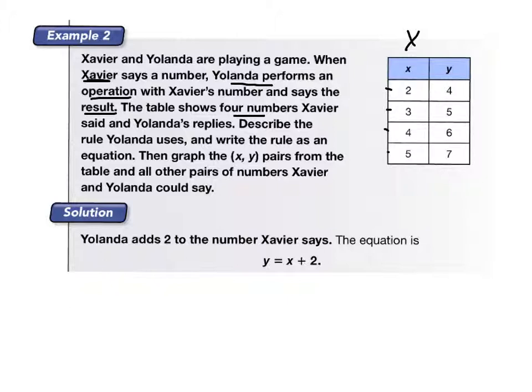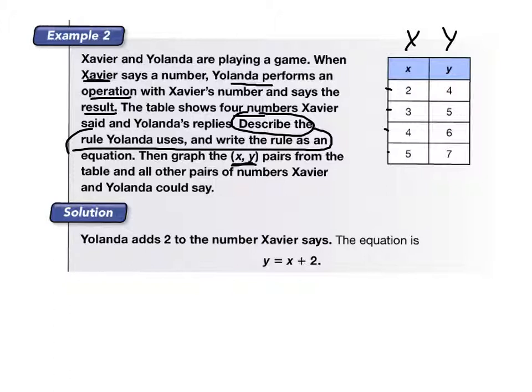So write this table down. And then Yolanda, this is what Yolanda replies. She says 4, then she says 5, 6, and 7. Then it says, describe the rule that Yolanda uses and write the rule as an equation. Then you have to graph the XY pairs from the table and all other pairs of numbers that they could say.